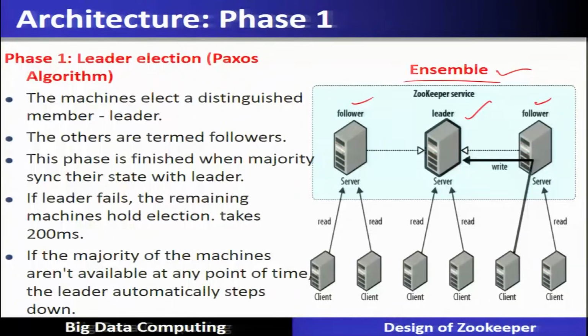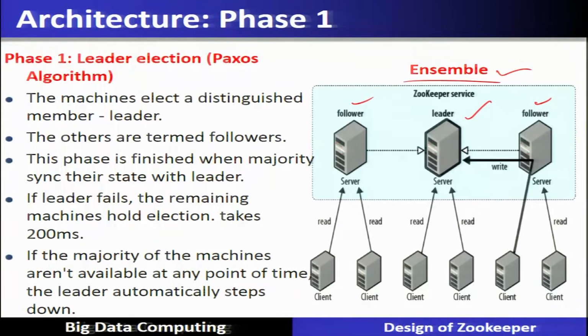Now, this phase is finished when the majority sync their state with the leader. If the leader fails, the remaining machines will hold an election and elect another follower as the leader, and this process of leader election takes only 200 milliseconds. Now, if the majority of the machines aren't available at any point of time, the leader automatically steps down. So, leader election has to be ensured if the majority rule holds, and therefore the majority rule is important to the functioning of Zookeeper.